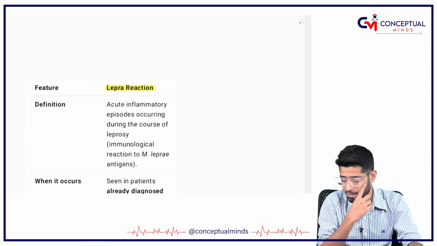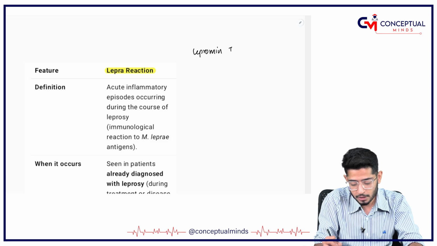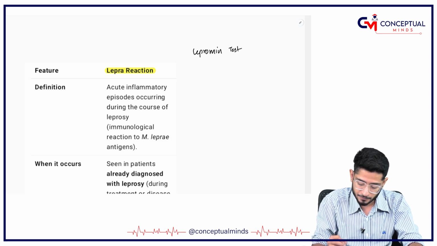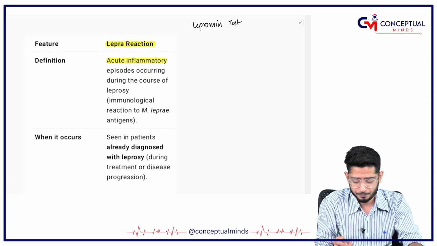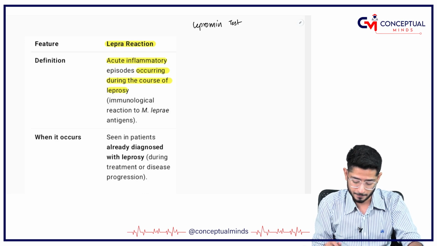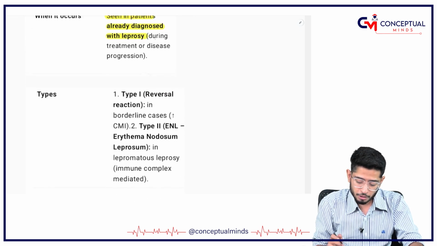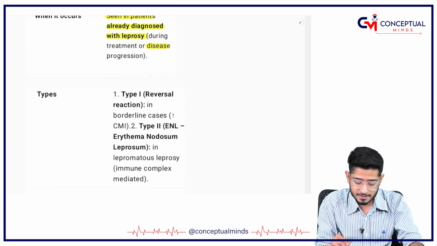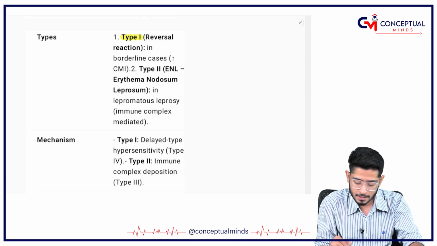Now, what do you mean by lepra reaction? The test called the lepromine test was for immunity, whereas lepra reaction is something which you have to understand. Lepra reaction means there is an acute inflammation which occurs during the course of leprosy. It is seen in patients who are already diagnosed with leprosy, in order to check whether the disease is progressing or not. There are 2 types of lepra reaction, type 1 reaction and type 2 reaction. Type 2 reaction is called erythema nodosum leprosum.